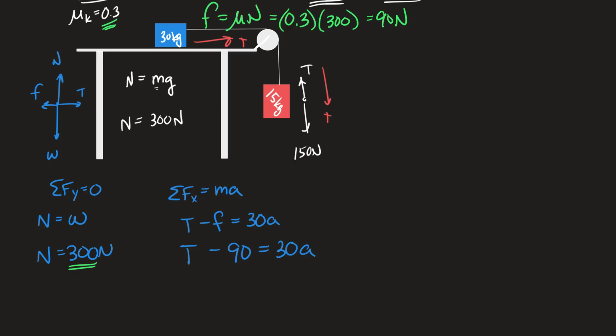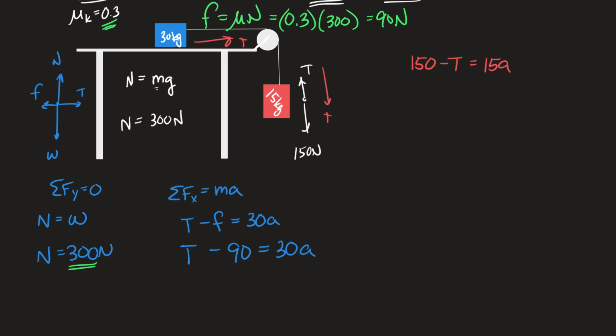So for the red box, I have 150 newtons downwards. That's the weight of the red box. And I have tension upwards, and that has to equal MA. Well, M is 15. Well, that's it. That's all there is we can do with the red box. But that's okay, because we're trying to get something that had the tension and the acceleration in it. And we have that now.